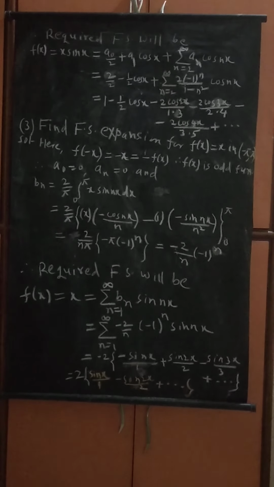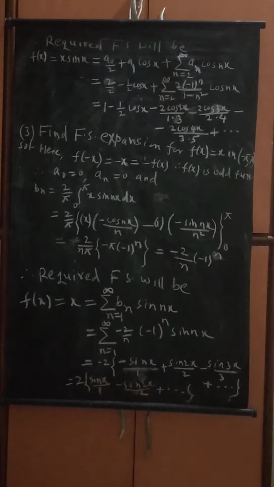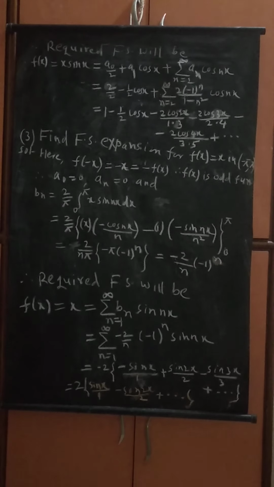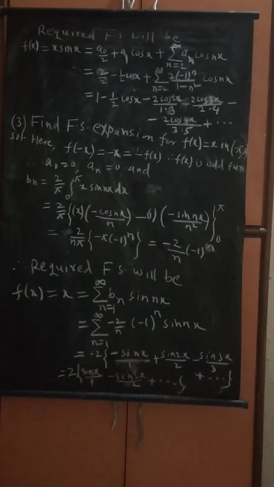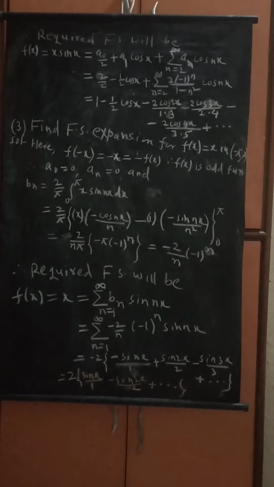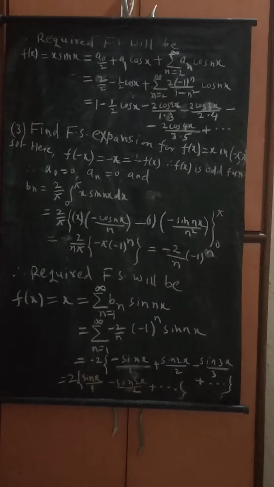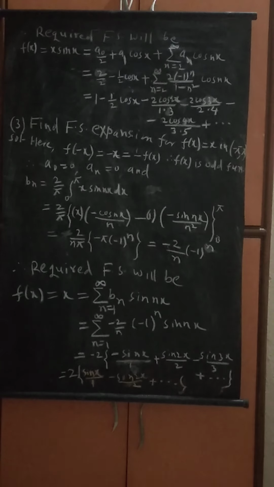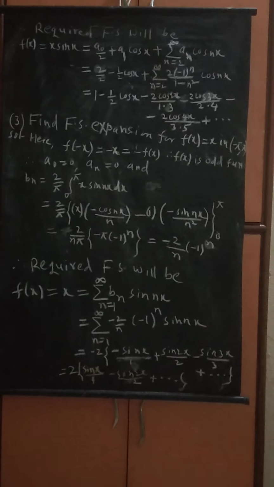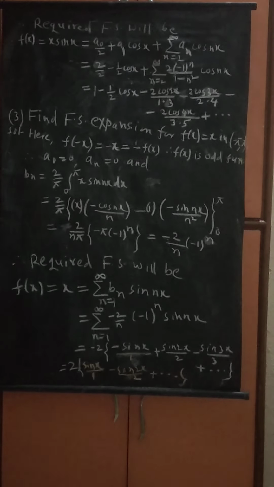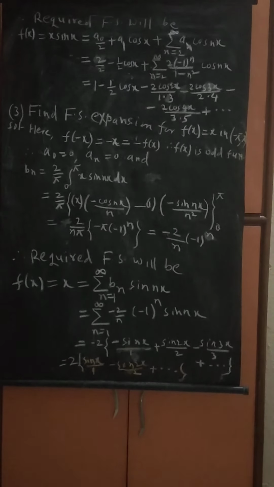After expanding, we will get minus 2 into bracket minus sin x by 1 plus sin 2x by 2 minus sin 3x by 3 plus and so on. So again we take minus common from the bracket, and finally we write the answer for f(x) as 2 into sin x by 1 minus sin 2x by 2 plus sin 3x by 3 minus and so on.